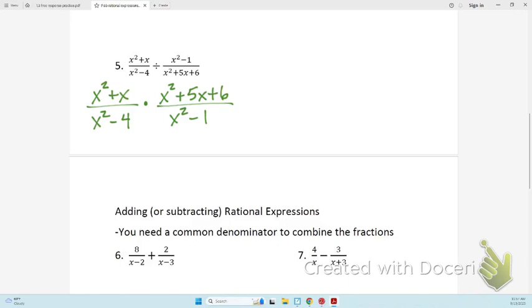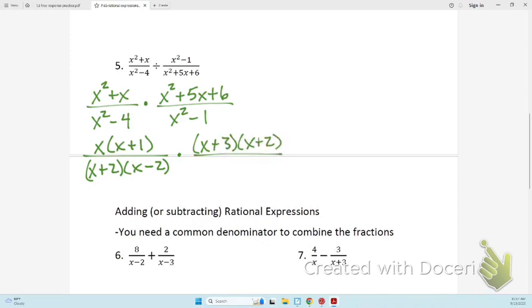So top left, we can take out an x. Bottom left, we can go x plus 2, x minus 2. Top right, we can go x plus 3, x plus 2. And bottom right, we can go x plus 1, x minus 1. So now you want to cancel out any factors that are above and below that match.